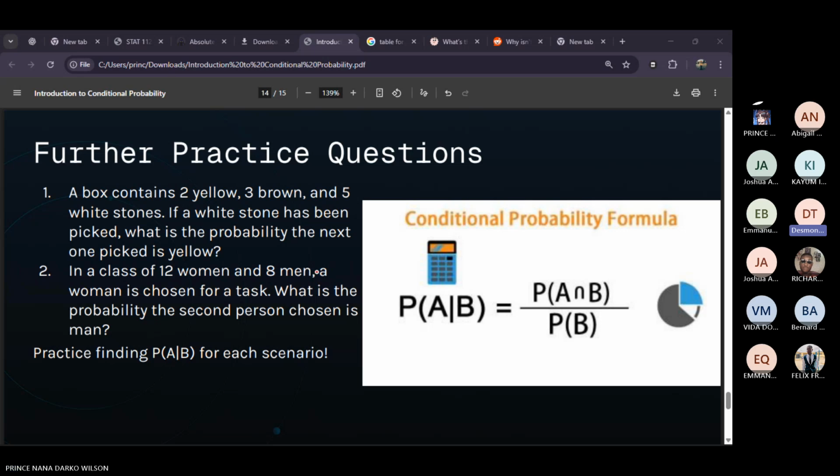Why do we not do the probability of white as 4 over 9, but rather 5 over 10, and rather than doing the probability of yellow as 2 over 9?